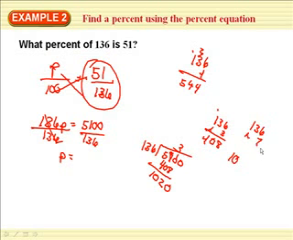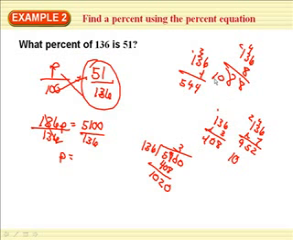136 times 7. 21 plus 4 is 25. Carry the 2. 7, 8, 9. 136 times 8 is 8, carry the 4, 24. 5, 6, 7, 28. Carry the 2. That'd be 1,088. So that's too many. So we've got to use 7, which is 952.